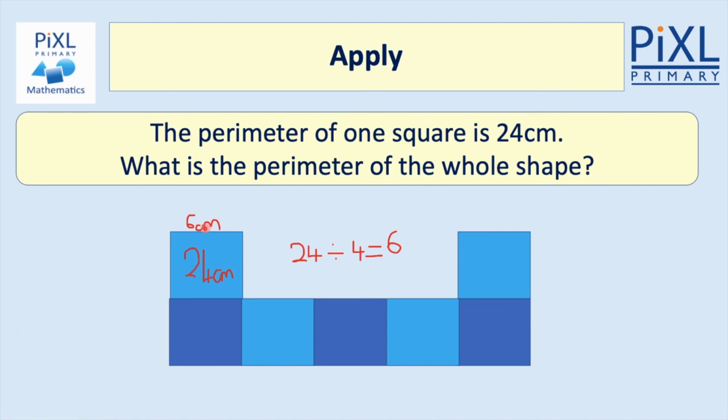So let's do that. We have 1, 2, 3, 4, 5, 6, 7, 8, 9, 10, 11, 12, 13, 14, 15, 16. So 16 times 6. Well, we know that 10 times 6 is 60. 6 times 6 is 36. Add them together and the perimeter is 96 centimetres.